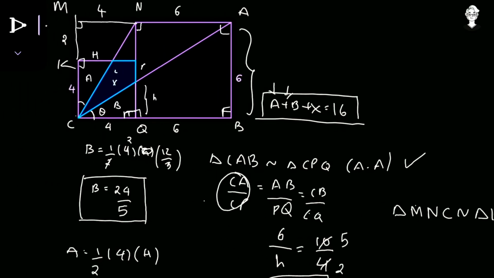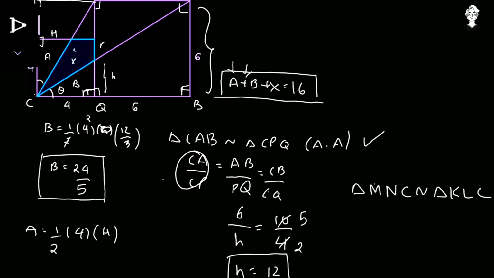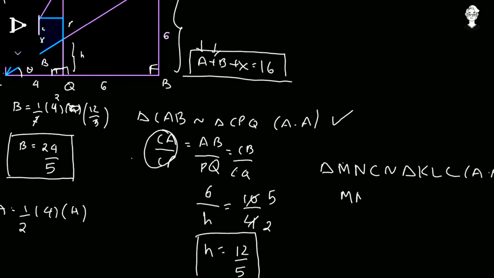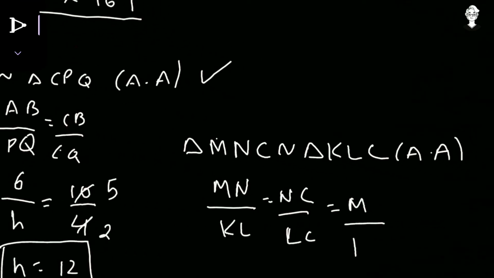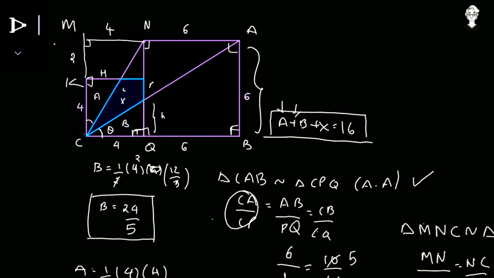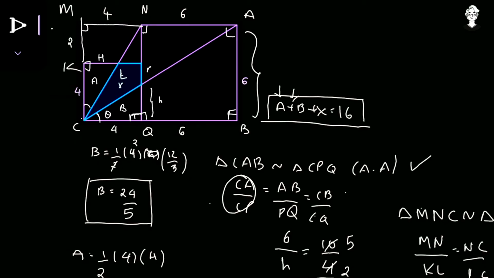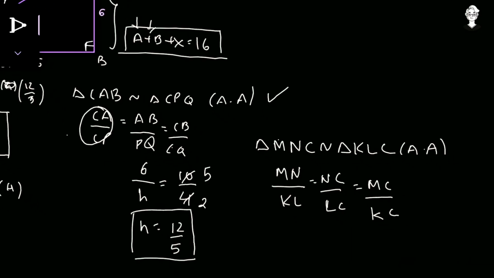Now again by the corresponding parts of similar triangles, we can have their sides in ratio. So MN upon KL is equal to NC upon LC, and that is equal to MC upon KC. Here also the hypotenuses, NC and LC, we will just exclude. We'll compare this and this.